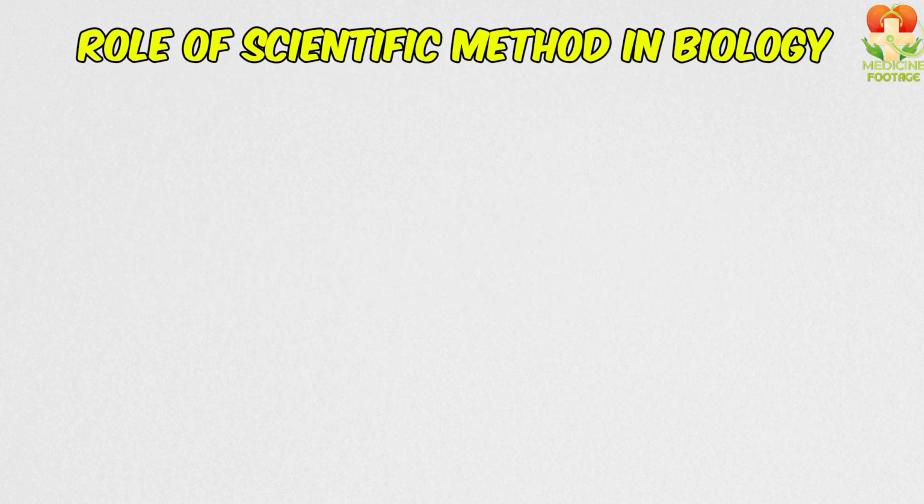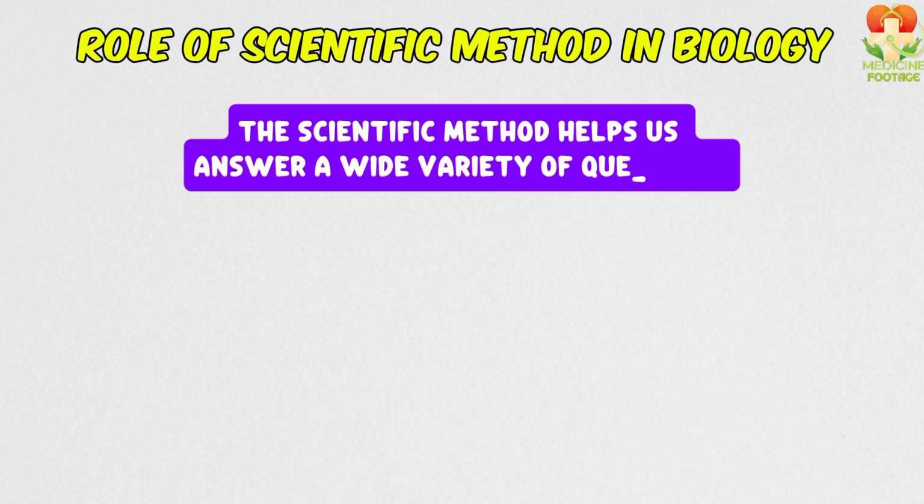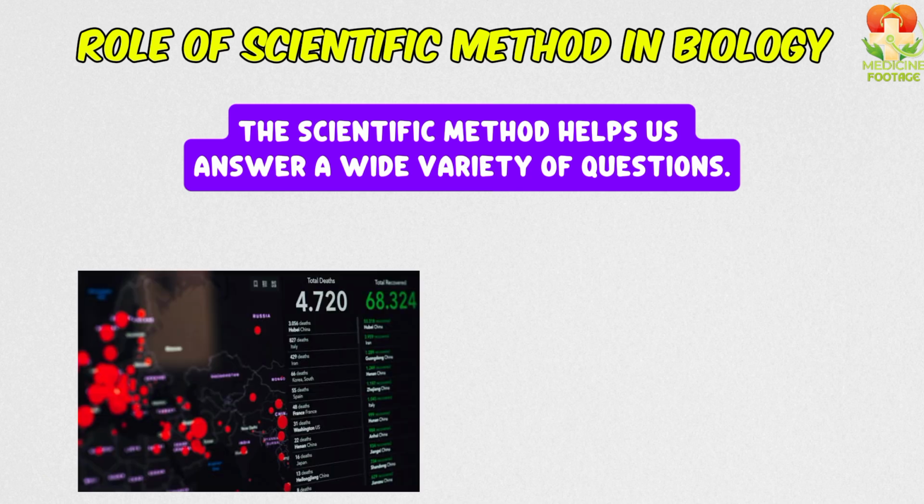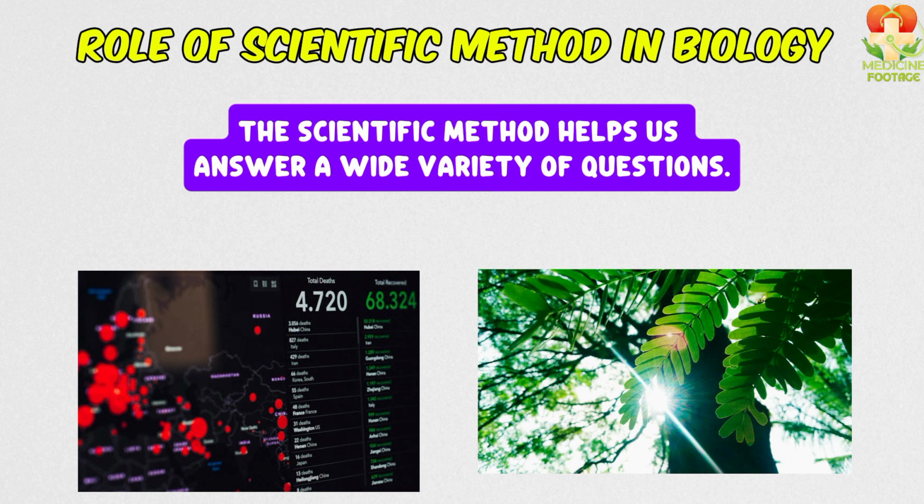The role of the scientific method in biology. In biology, the scientific method helps us answer a wide variety of questions, from understanding how diseases spread to figuring out how plants convert sunlight into energy. The scientific method is a powerful tool that drives scientific progress.